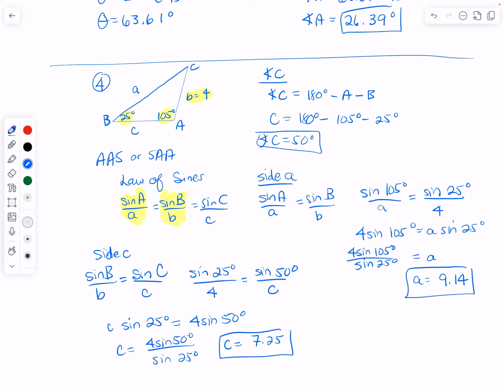Okay, so I did all of the parts for question number 4. And I'm going to stop here and pick up on 5, 6, and 7.